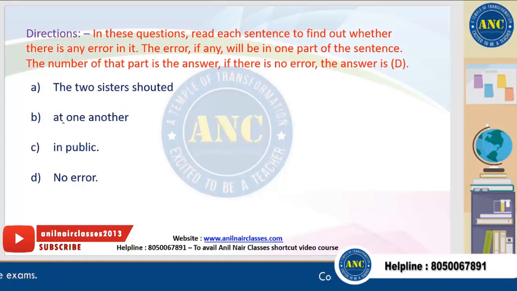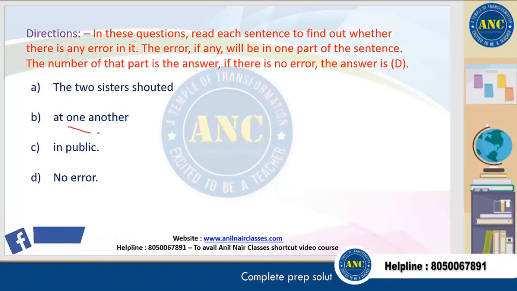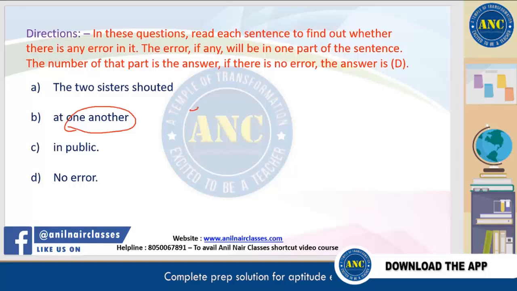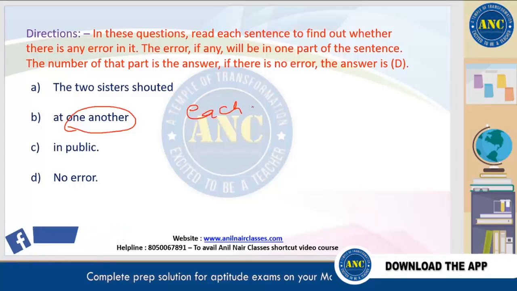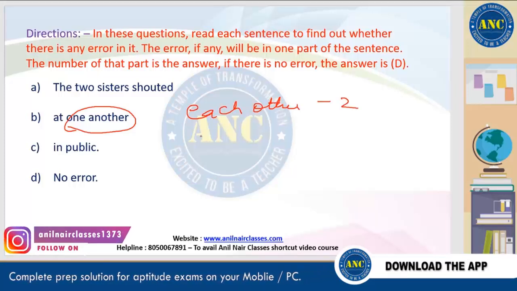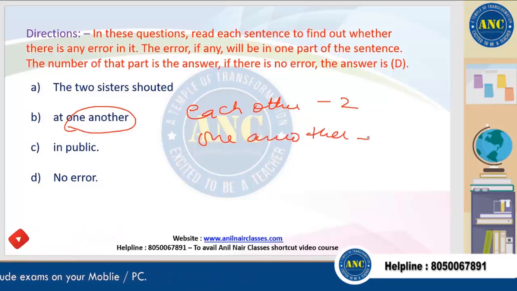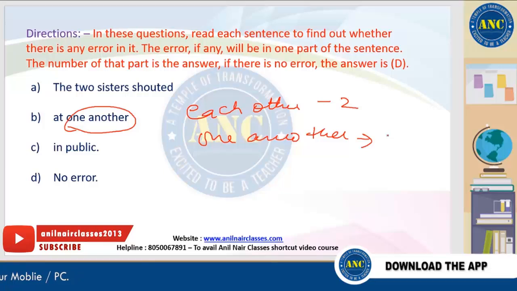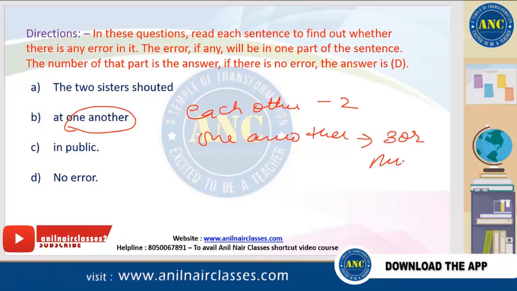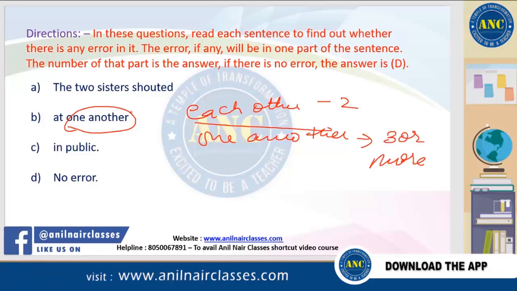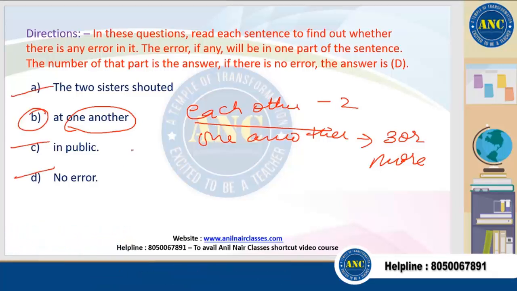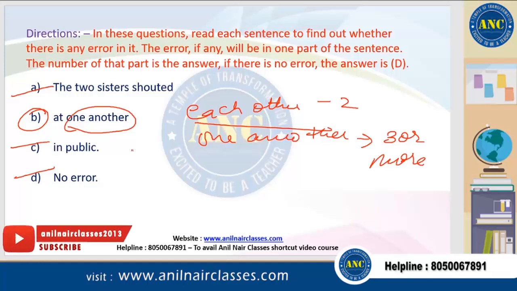Now, two sisters shouted at one another. This one another, the moment I know, I have learned only 2 were there. Each other is used for 2. One another is used for 3 or more. How many are there? Only 2. So I don't need one another. I need each other. B is my right answer. Learn this. There is no shortcut. कोई shortcut नहीं, आपको याद करना पड़ेगा. Each other means 2, one another means 3 or more.